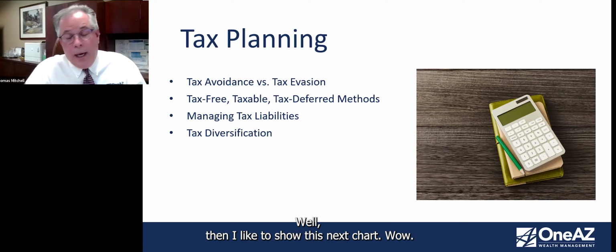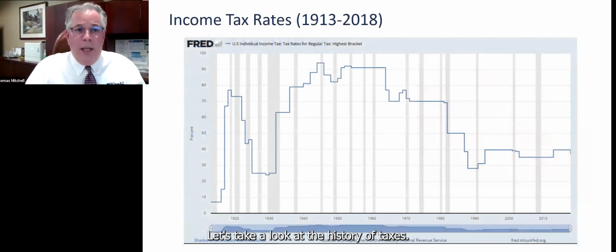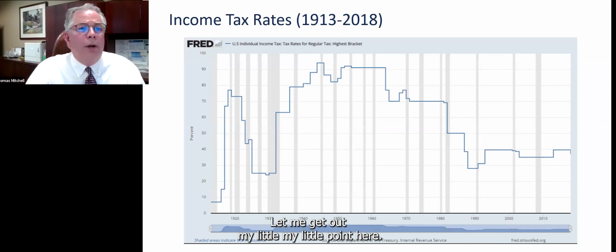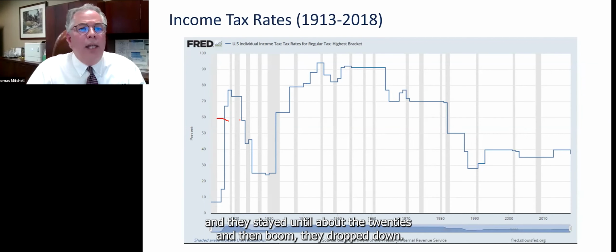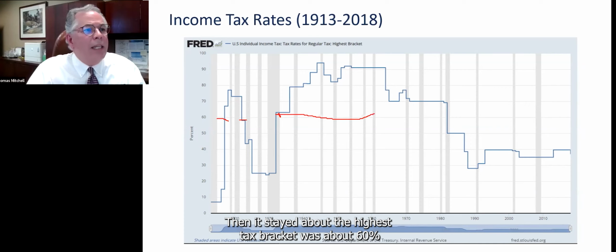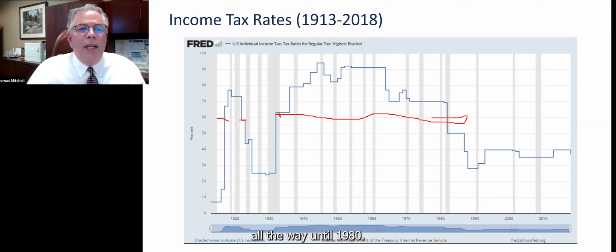And what do I do with this? Well, then I like to show this next chart. Wow. Let's take a look at the history of taxes. This goes back to the early teens of 1900. So this is 100 years ago. Boy, oh boy, look at the tax rates. Let me get out my little pointer again. Here, 60% tax rates back in the teens. And they stayed until about the 20s, and then boom, they dropped down. But boy, right here, what was that? About 1933. Then the highest tax bracket stayed above 60% all the way until 1980.